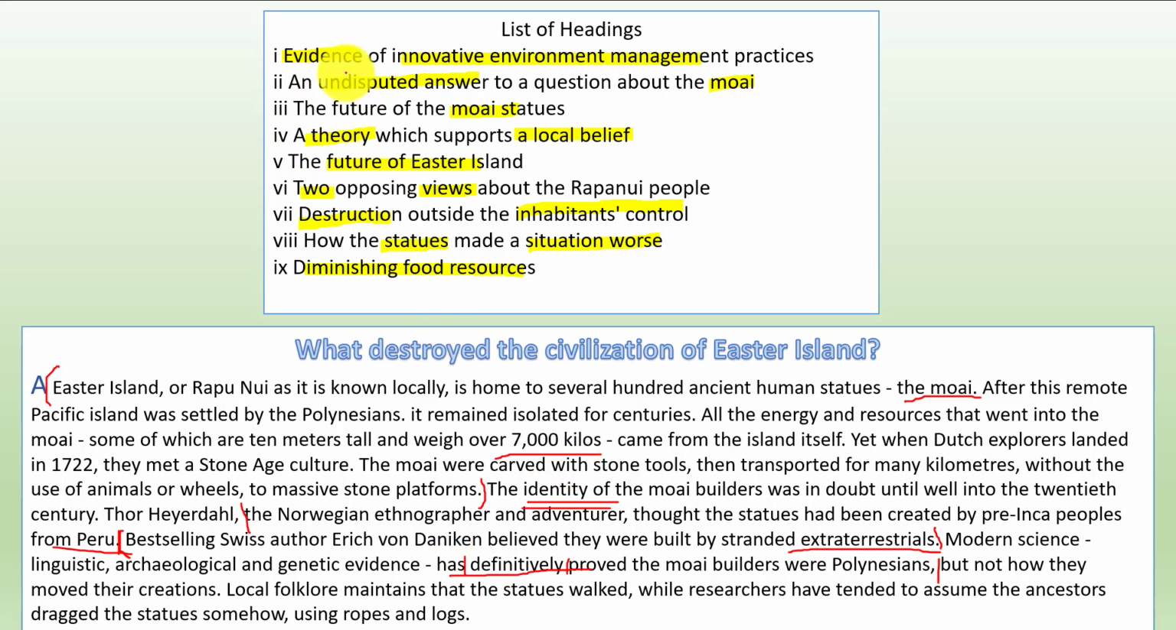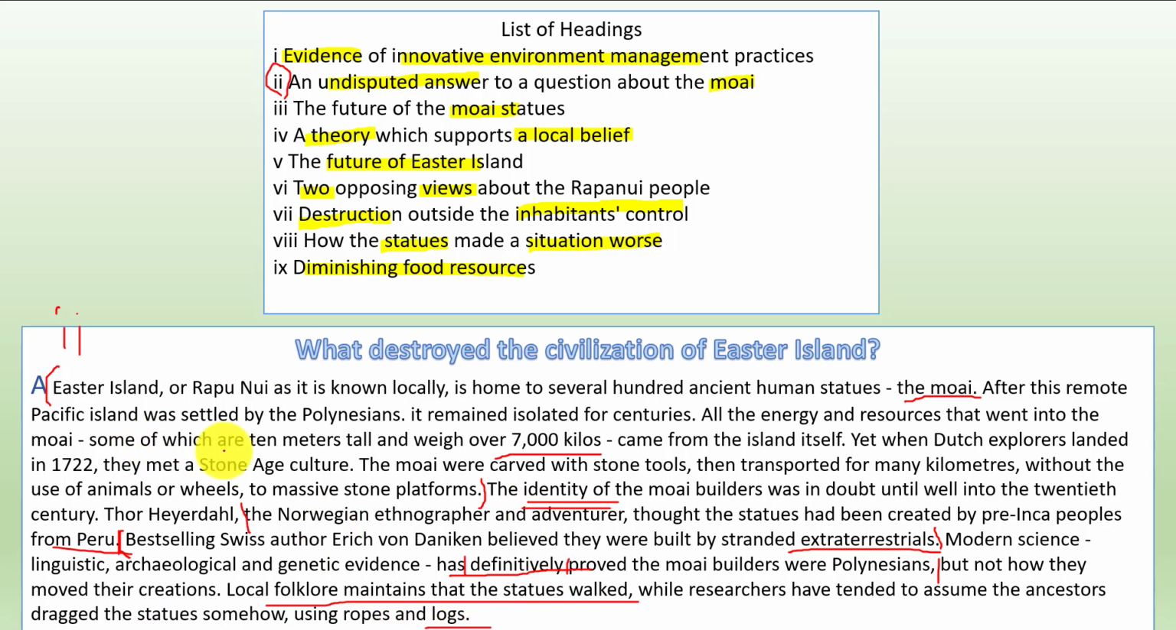Now, let's go back to our options and undisputed answer to a question about the Moai. That's our answer. Let's continue and read the paragraph until end, but now how they moved their creations. Local folklore maintains that the statues walked. This is another viewpoint as well. While researchers have tended to assume the ancestors tracked the statues somehow using ropes and logs.